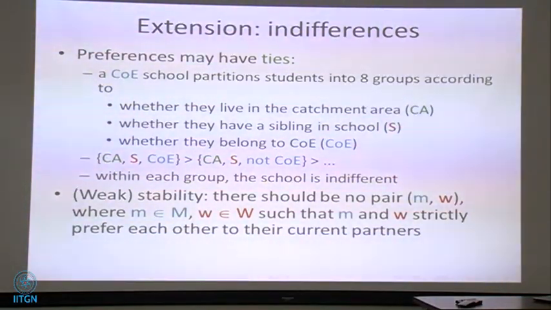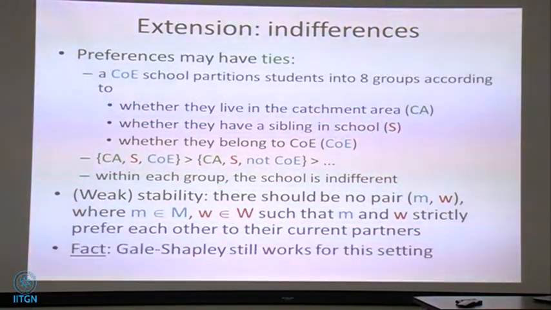So what does stability mean now? Stability now means that there should be no pair, let me now refer to them as M and W, such that they strictly prefer each other to their current partners. So there may be ties, but the tie is not a reason for deviating. This is like core stability. When we talked about hedonic games, we allowed ties there. So a pair is a blocking pair if everyone in that pair strictly prefers the new coalition to the old coalition. So this is the sort of requirement we have here. And Gale-Shapley extends and produces a weakly stable partition.